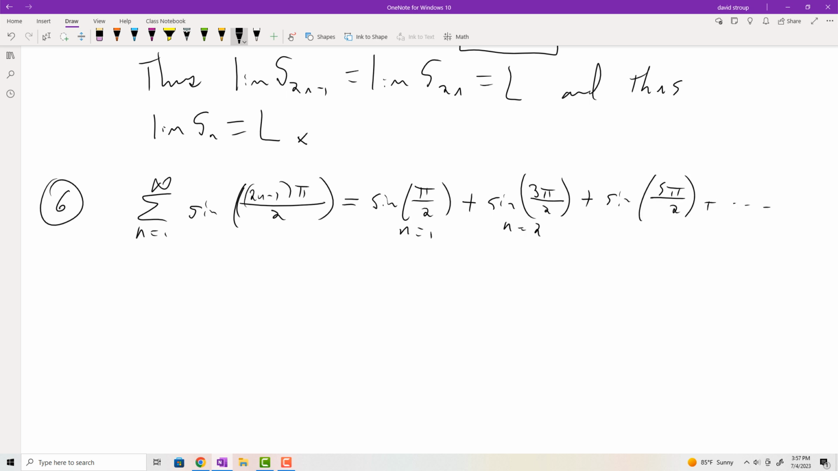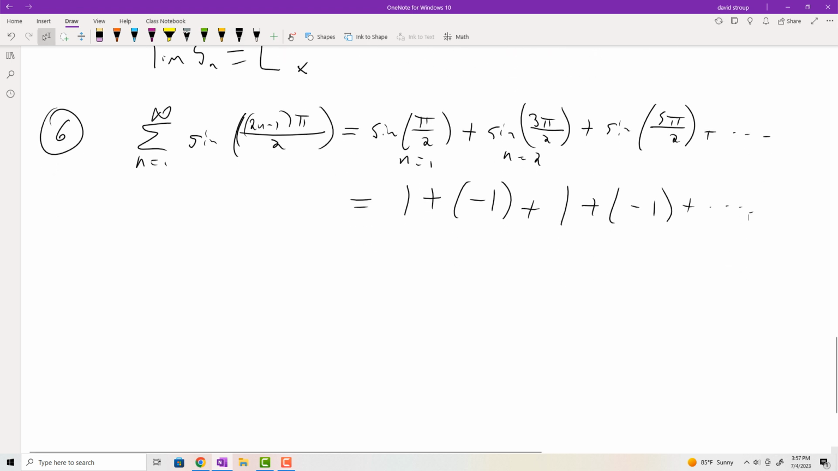And then what are those things? Well, sine of pi over 2 is 1. Sine of 3 pi over 2 is negative 1. And so on and so forth. A lot of people think, well, this must just equal 0, right? Well, no, it's not going to work that way. Let's go ahead and look at it.